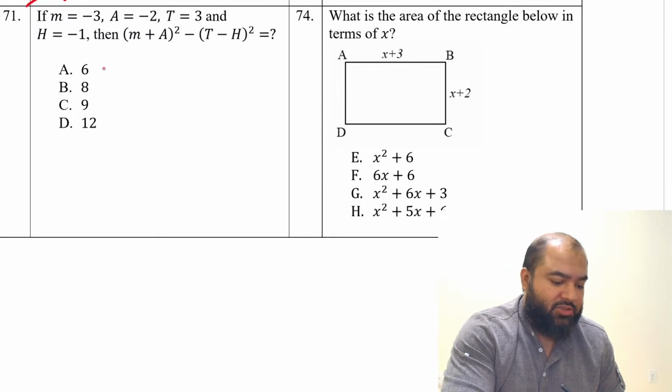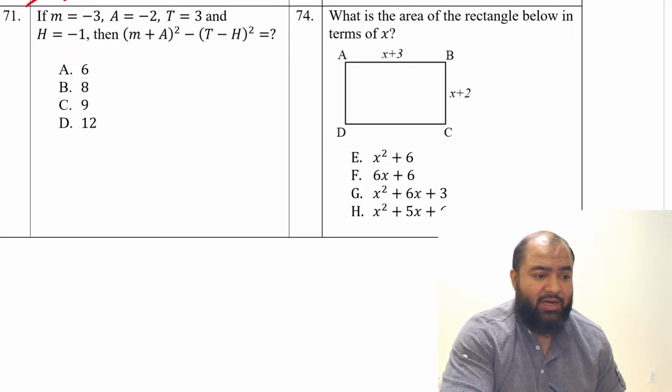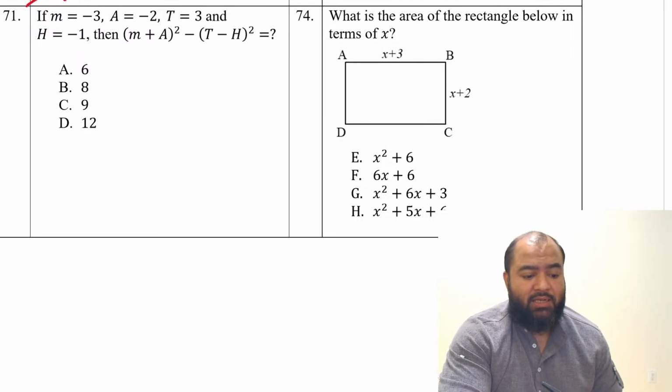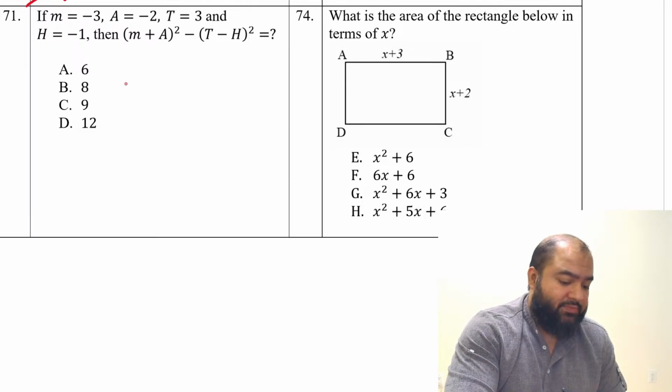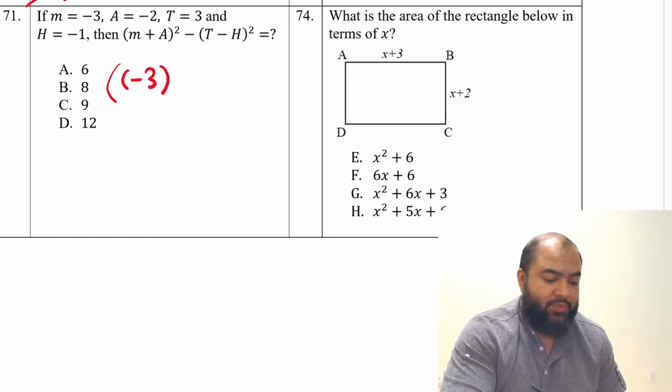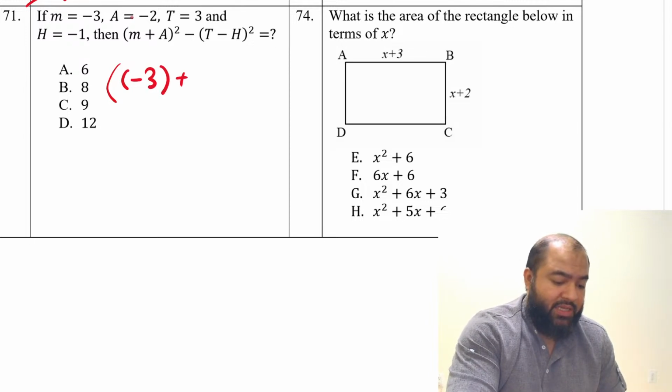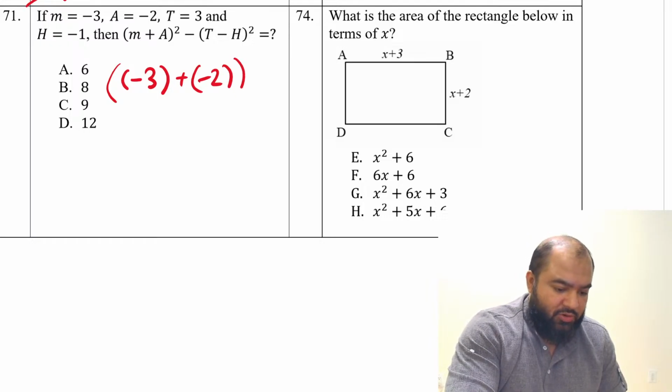You give me the answers, I'm just gonna keep doing it on the side. I'll give you one hint. Whenever you plug in, always use parentheses. M is -3, so there is a parenthesis here, but I mean an extra parenthesis for M. Plus, A is -2, an extra parenthesis. And then close the other parenthesis.